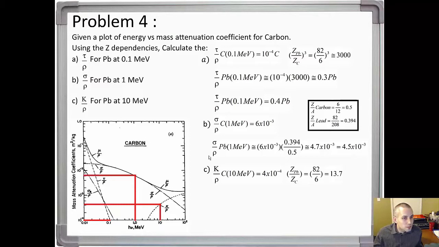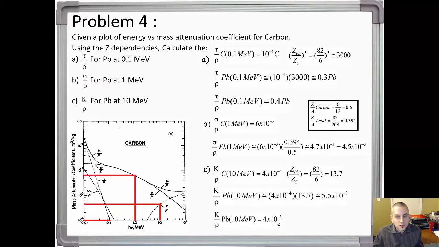So 10 MeV, go to 10 MeV, go up to mu over rho, bring it over, and get about 4 times 10 to the negative 4. And we can set up our Z dependence ratio. We get a value of 13.7. We can multiply them together. We get approximately 5.5 times 10 to the negative 3. What is it actually? 4 times 10 to the negative 3. These values I got from the same plot, but just for lead. So obviously there's some error in these.